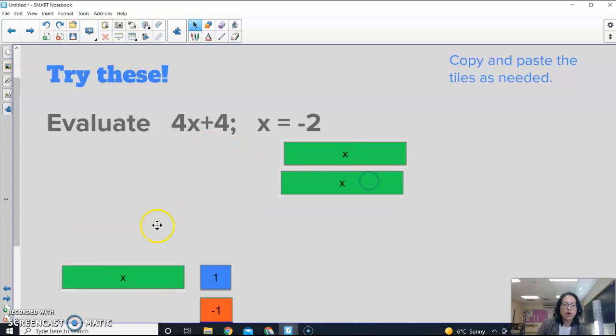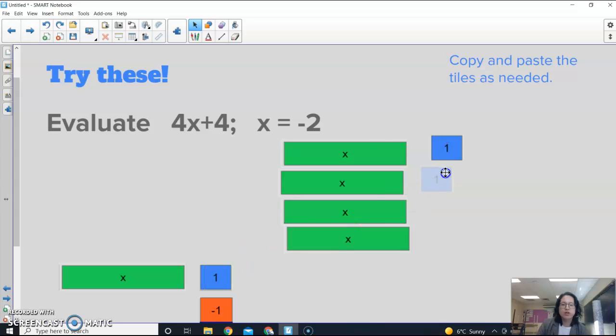So we've got 4x, for example. I'm just going to show you what to do a little bit, okay? And then we've got plus 4. 1, 2, 3, 4, okay? But we know that each of these greens is worth a -2. So I'm going to put these on top of here, okay? No need to get rid of the x's, okay? So for example, like this, okay?